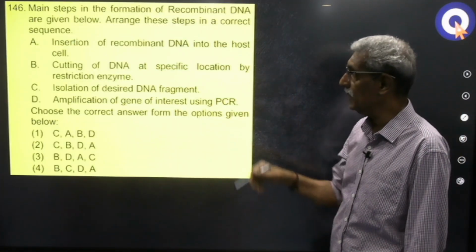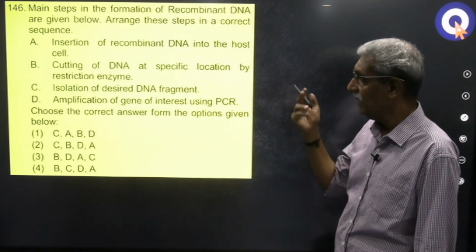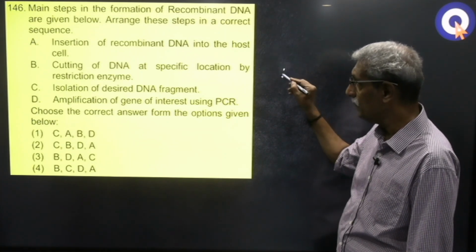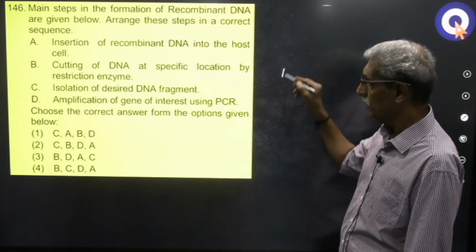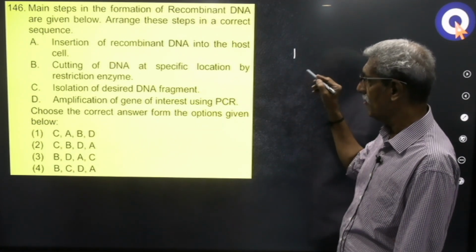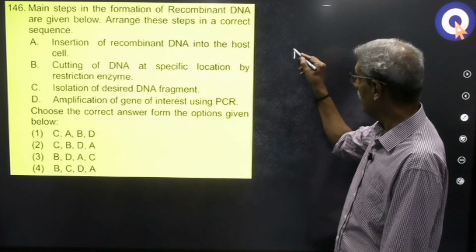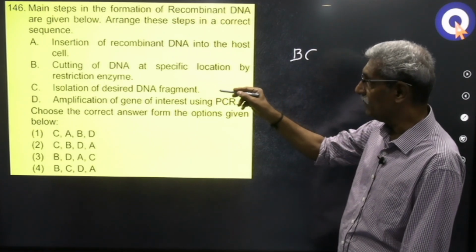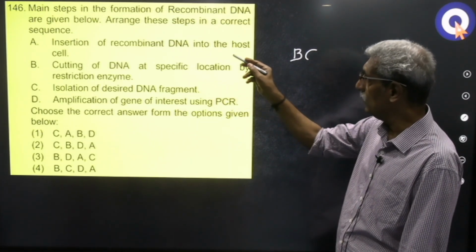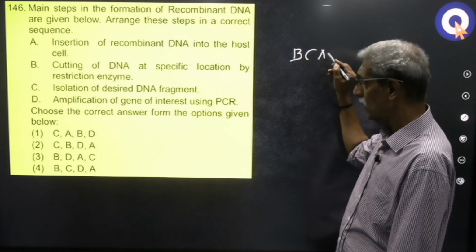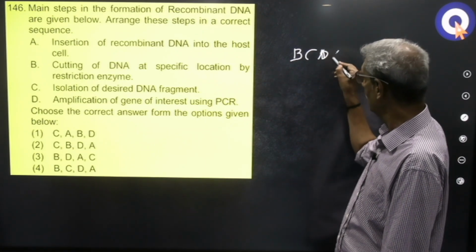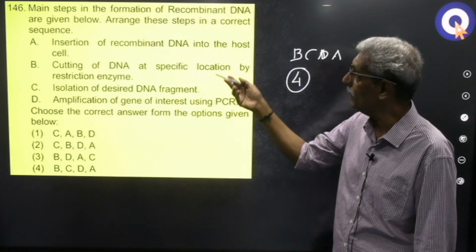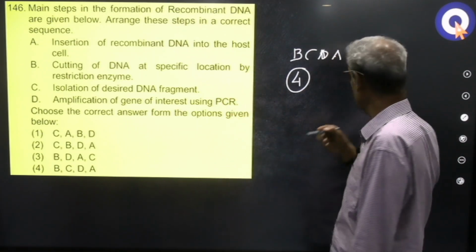And when you talk about recombinant DNA, remember what the most important things are. In recombinant DNA, what do you do primarily? You cut the DNA, you isolate the DNA fragment, then you insert the recombinant DNA into the host cell. No, you do amplification, you do D, and then you have A. So the option here is 4. These are the different steps with relation to recombinant DNA given down here.